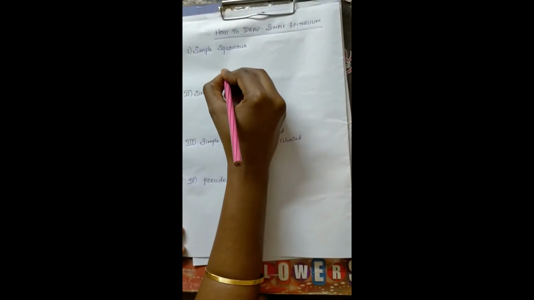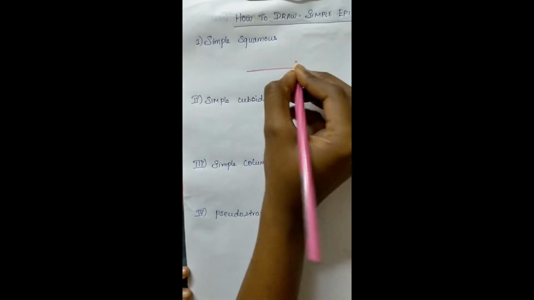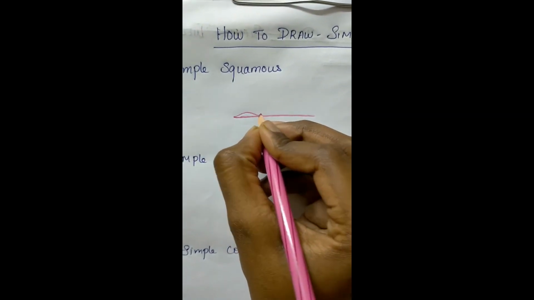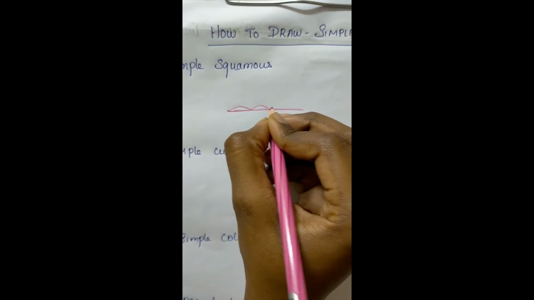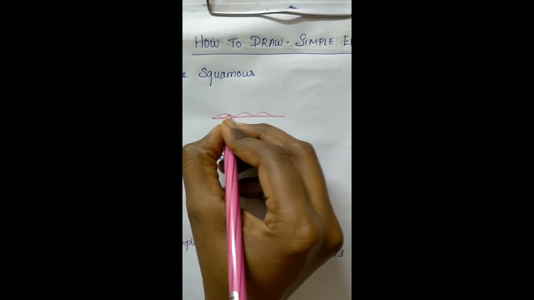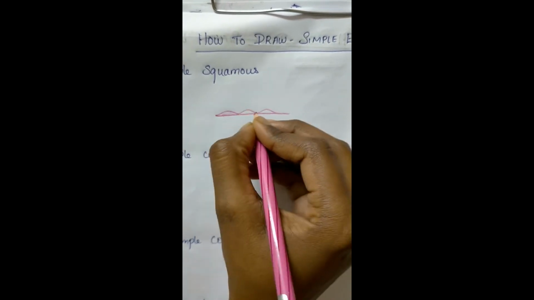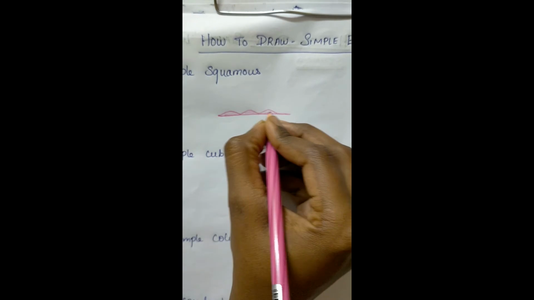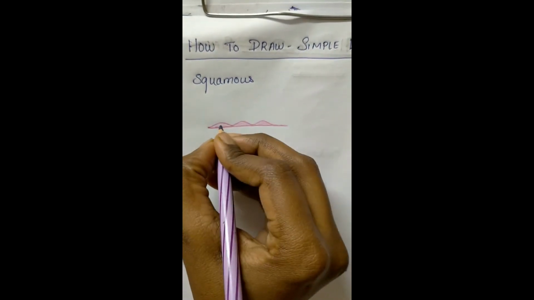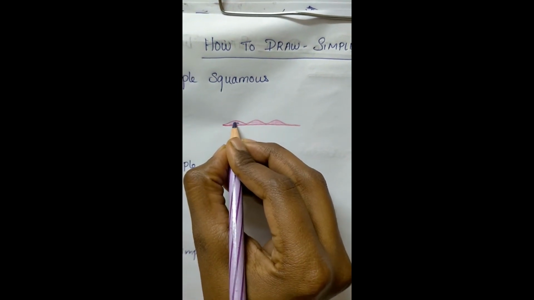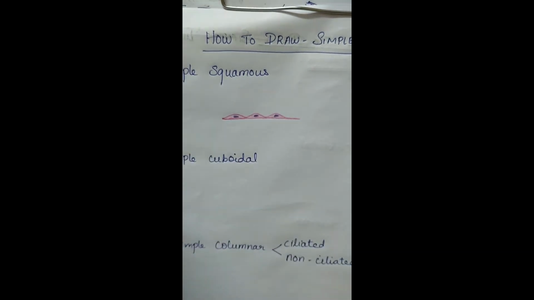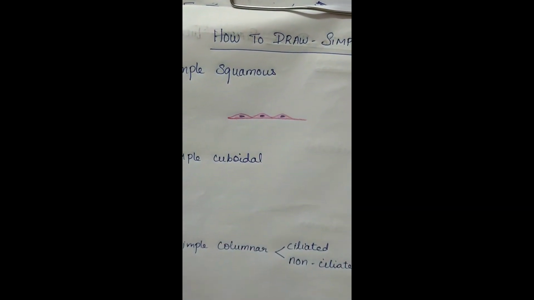So first we have to draw a basement membrane. Over that we will be drawing flat cells, okay? And then you will shade with the eosin, that is the cytoplasm. And then you will draw the flat nucleus. So this is the simple squamous epithelium.